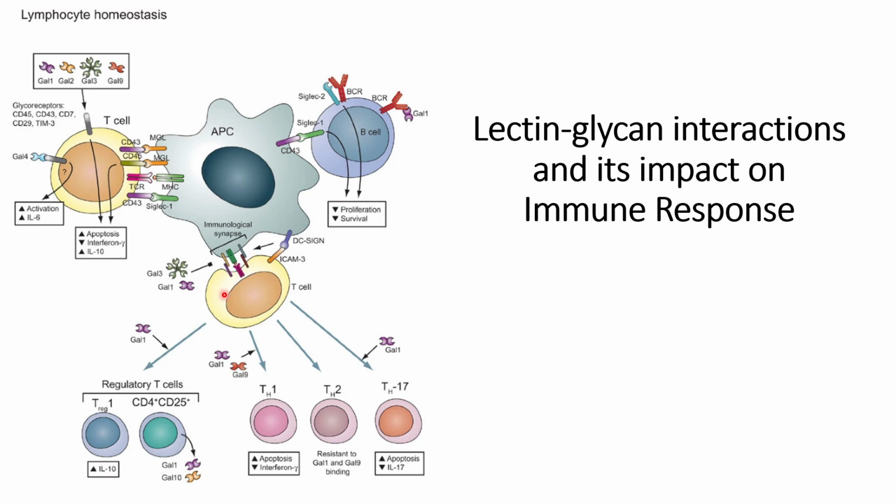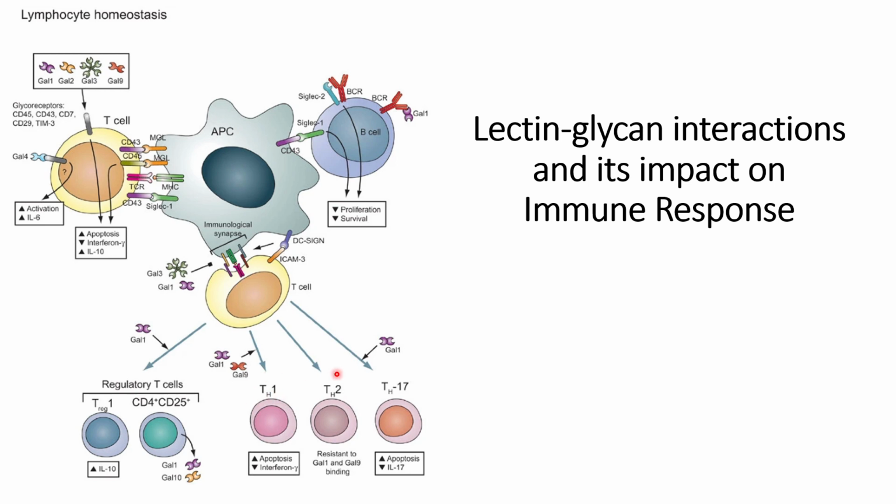When both of these occur, it will lead to regulatory T cell upregulation and interleukin 10 upregulation. However, when galectin 1 and galectin 9 interactions occur with Th1, Th2, and Th17 cells, it will lead to different kinds of signaling pathways, based on the glycosylation of these T cells.